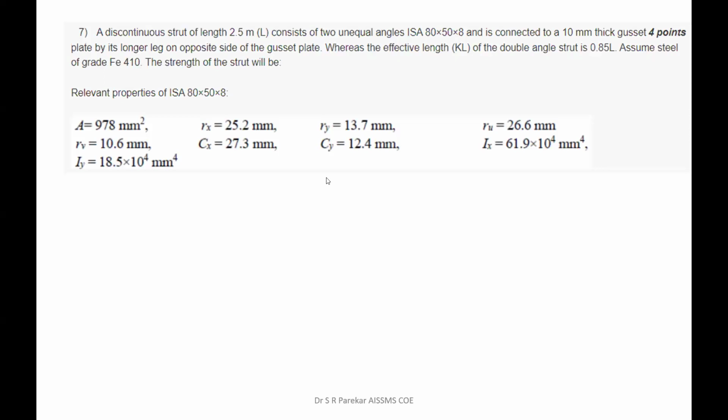Good evening. Now we will see the remaining three questions from assignment 7. So we have question 7.